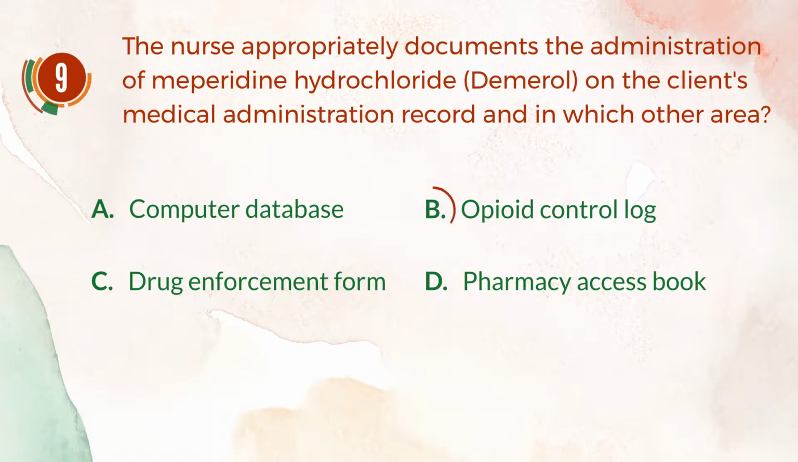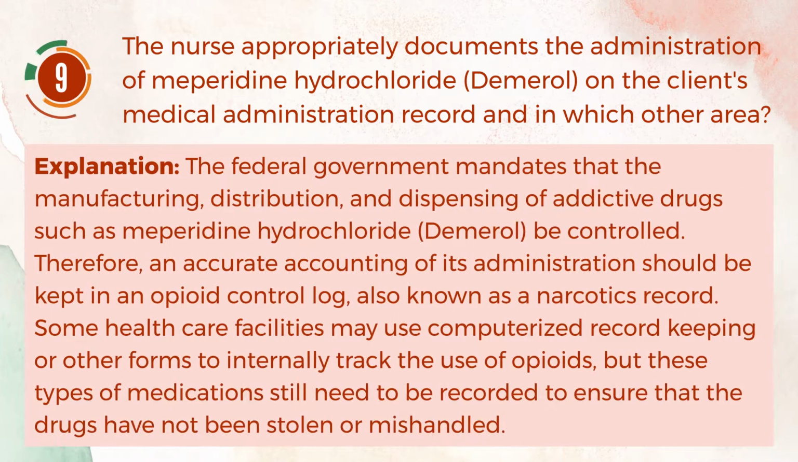The correct answer is B. Opioid control log. Explanation. The federal government mandates that the manufacturing, distribution, and dispensing of addictive drugs such as meperidine hydrochloride, Demerol, be controlled. Therefore, an accurate accounting of its administration should be kept in an opioid control log, also known as a narcotics record.